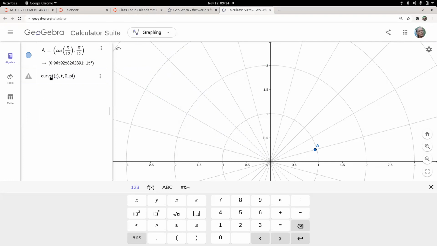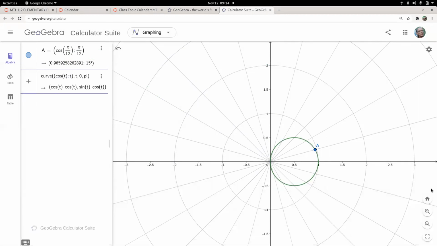Now, as far as the polar point goes, here we're going to enter r as a function of theta. So that would be the cosine of t, and I'm using t instead of theta here because it's easier to type. And then the angle is t. And so then it does the graph for me. So again, I'll write down how that works.